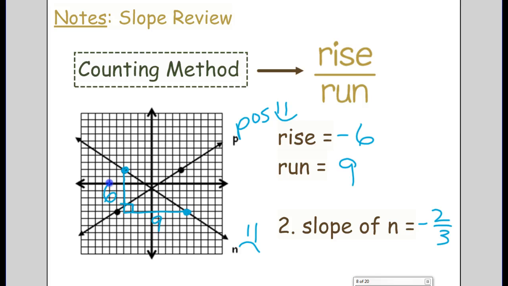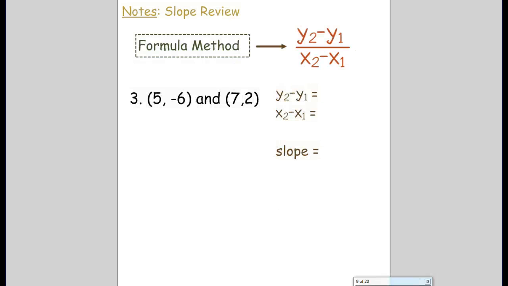We are going to learn that on Tuesday after your long weekend. We'll learn that. And these are actually not opposite reciprocals because they're 2/3 and negative 2/3. They're just opposites. But we'll learn about opposite reciprocals on Tuesday. And those will be perpendicular. These are not perpendicular. We're just trying to get ahead of ourselves.